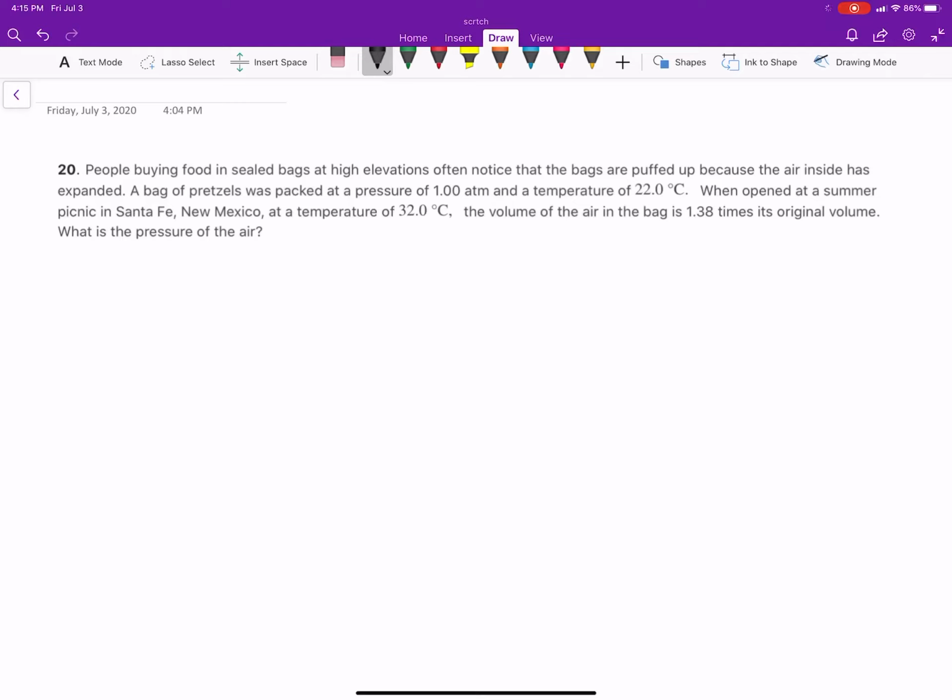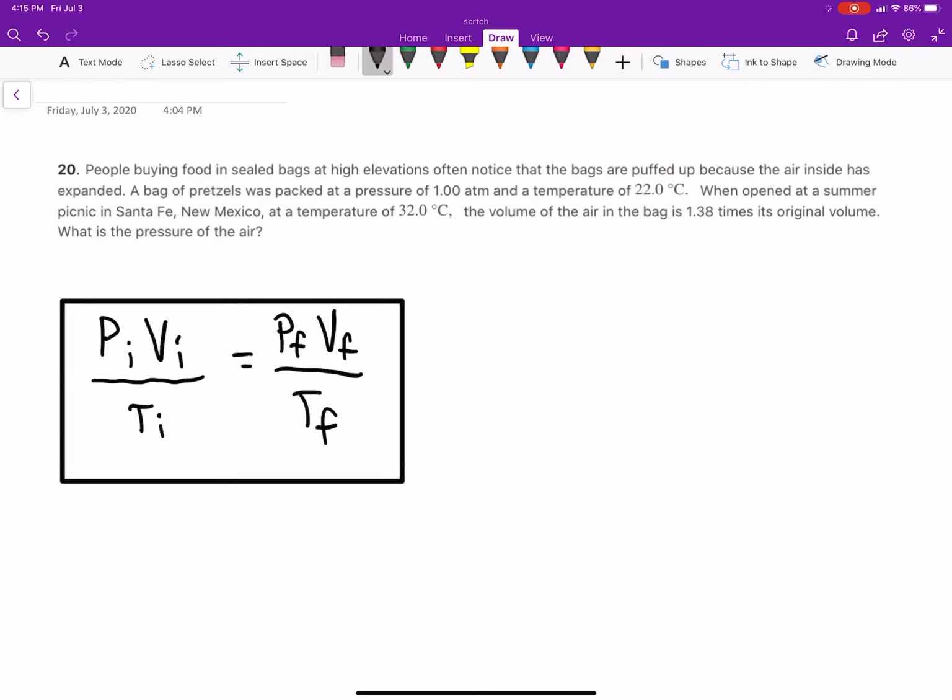Okay, so what we're going to do here is set up the equation. This is one worth noting: P initial times volume initial over temperature initial equals pressure final times volume final over temperature final. I'm going to box this because this is kind of a big deal and worth knowing.